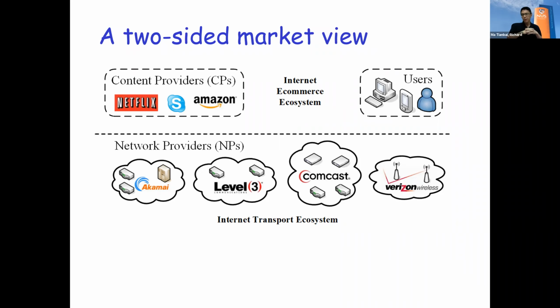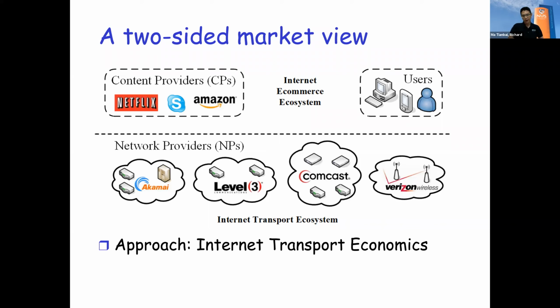Okay, so typical examples of two-sided markets include credit card companies, which connect card-holding consumers with merchants. Another example is video game platforms such as Xbox and PlayStation, which connect game developers and producers with game players. Okay, so in our context, what we are interested in is actually the underlying internet transport ecosystem. This is the topic we're going to study.